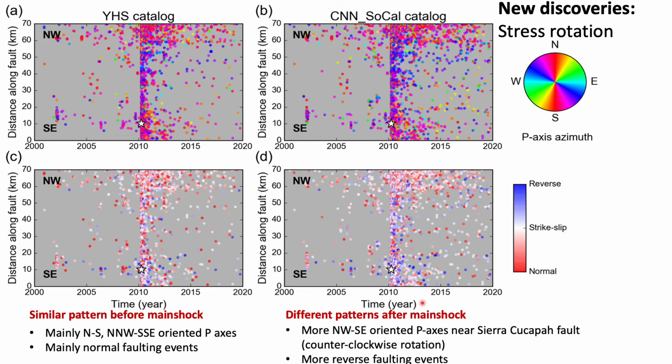After the main shock, the new catalog shows more northwest-southeast oriented P-axis near the Sierra Cucapah fault zone, and more reverse faulting events, suggesting more significant stress rotation after the major rupture.